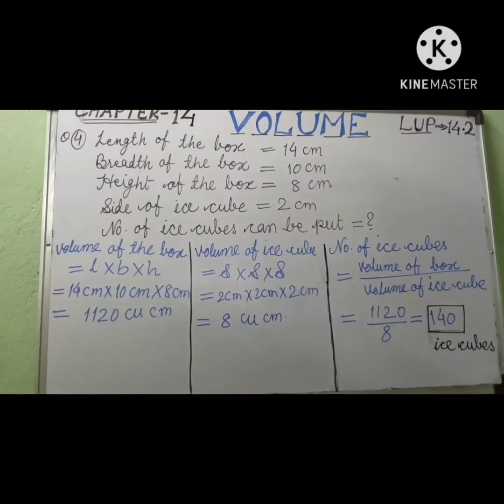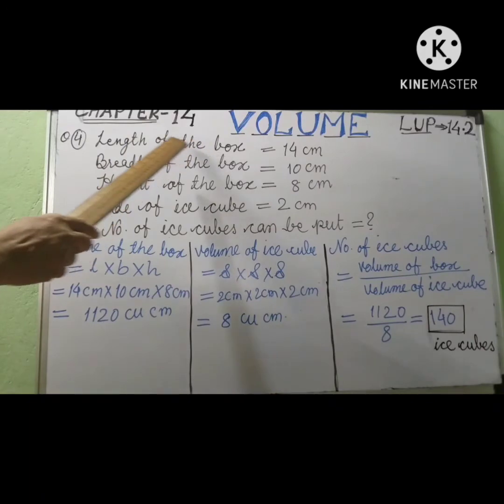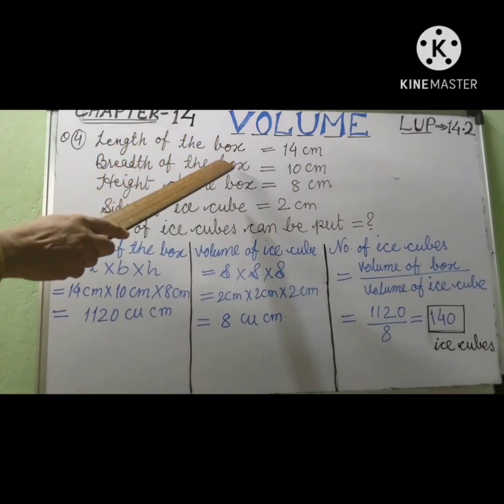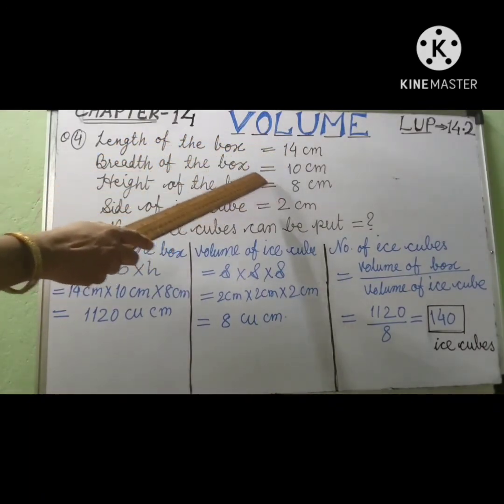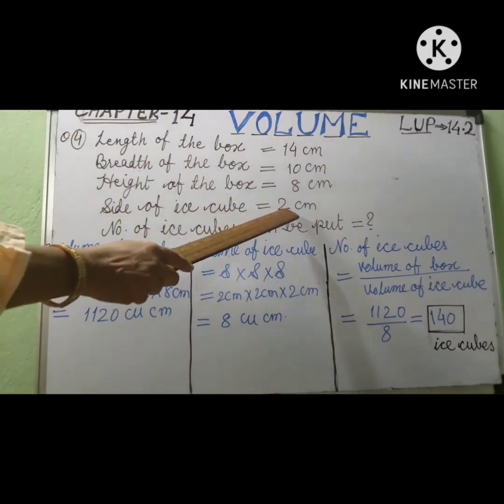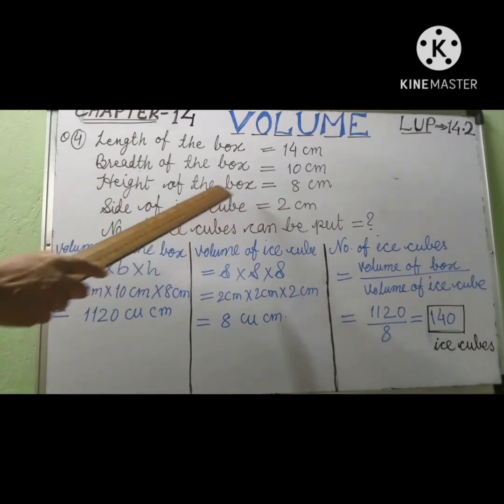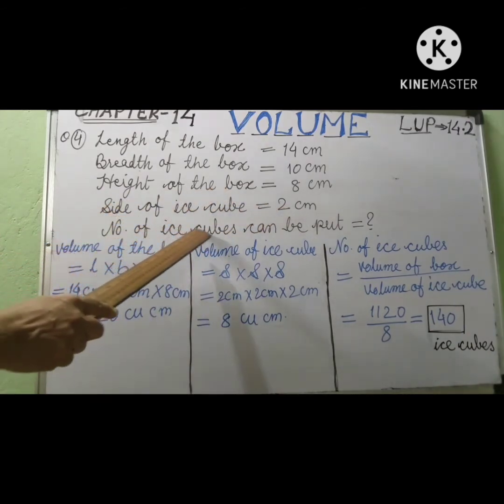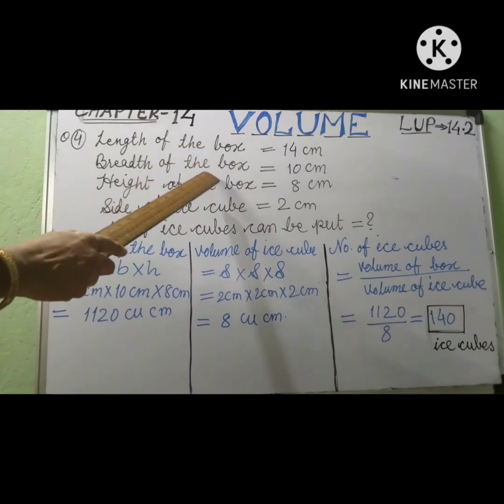In the next word problem, there is a big box. The length, breadth and height of the box is given. In that box, we have to arrange ice cubes, and the side of the ice cube is also given. Now the question is, how many ice cubes can we arrange in that given box?